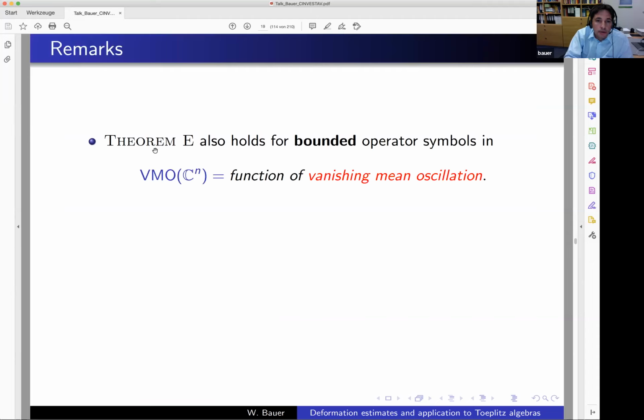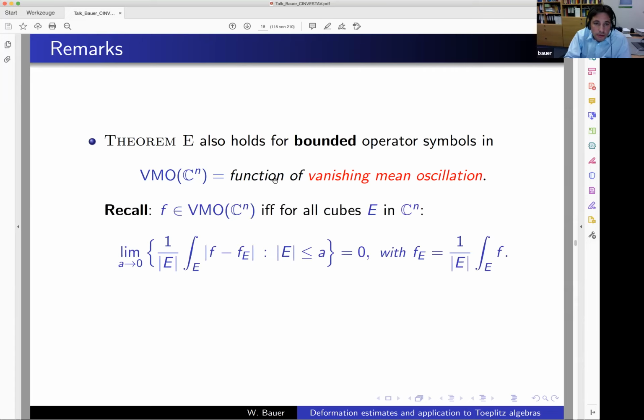So the next remark is we can prove this also for another space. This semi-classical limit, which I just explained, works for uniformly continuous functions. So if the function is continuous, but continuity is not necessary. So we may look at the space VMO(Cn). These are the functions of vanishing mean oscillation inside Cn. And this is, just to recall, the following.